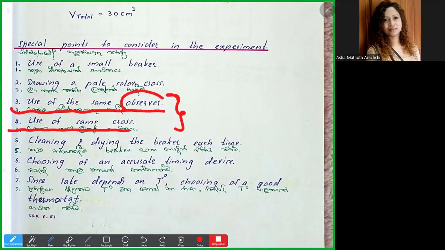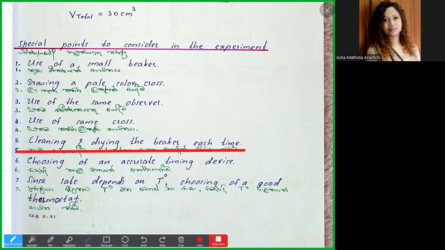Again, different observers see the cross disappearing in different ways. So the visual effects. Number 5, cleaning and drying the beaker each time.